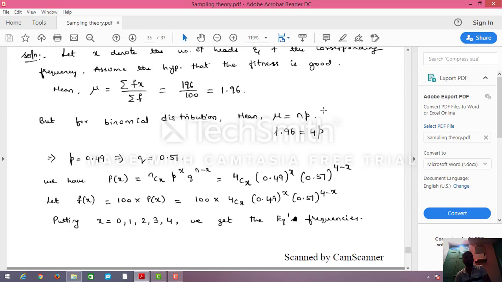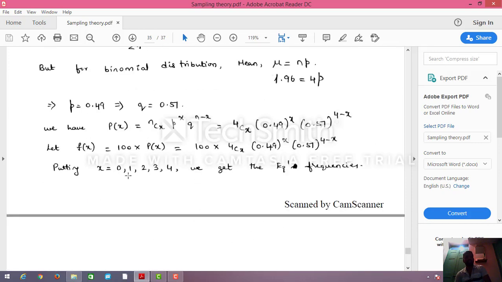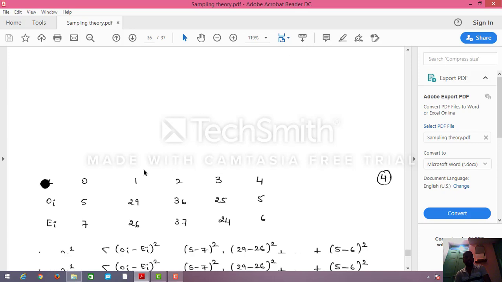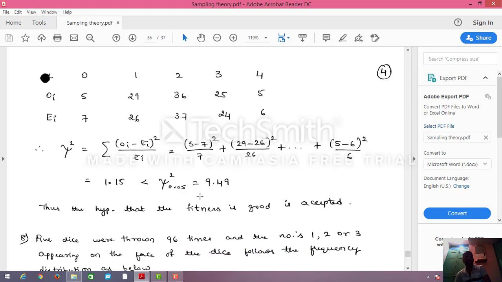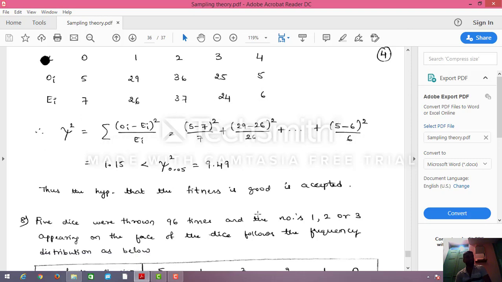Now for 4 degrees of freedom, the table value is 9.49, and the calculated value is less than the table value. Chi square value should be less than the table value. Hence the hypothesis is accepted. Thus the hypothesis, the fitness is good, is accepted. So that's all.